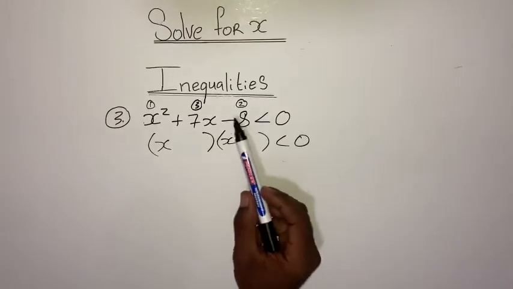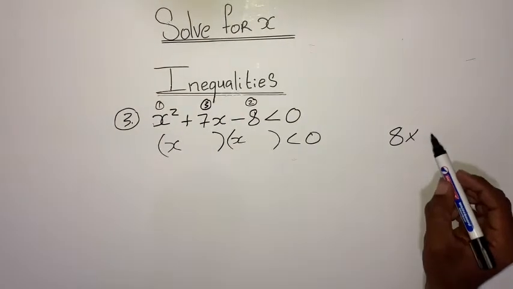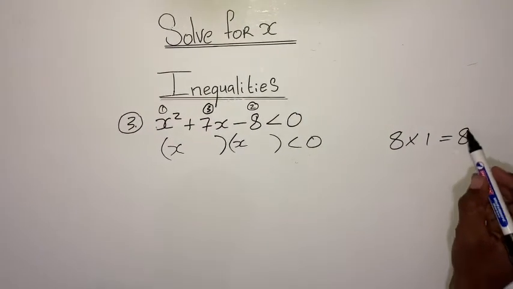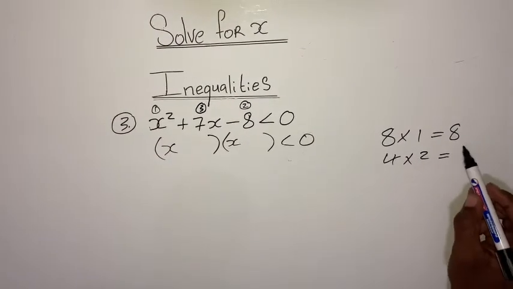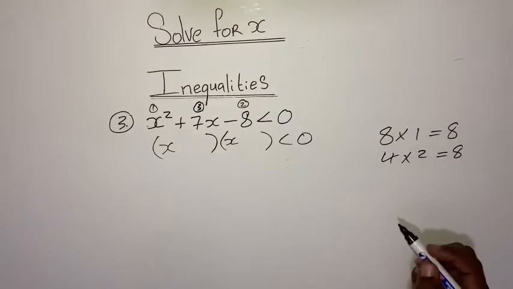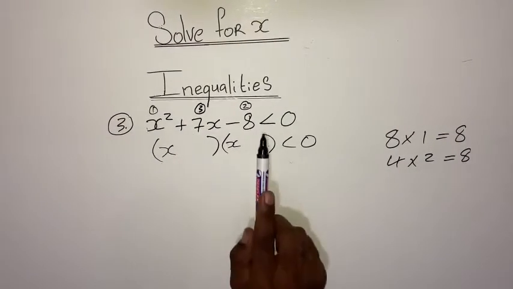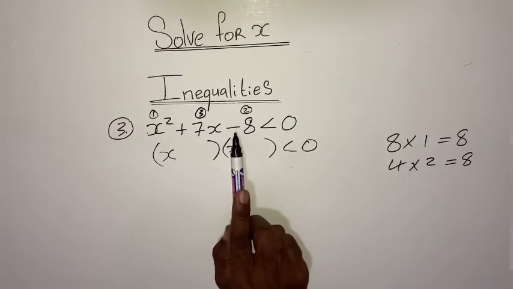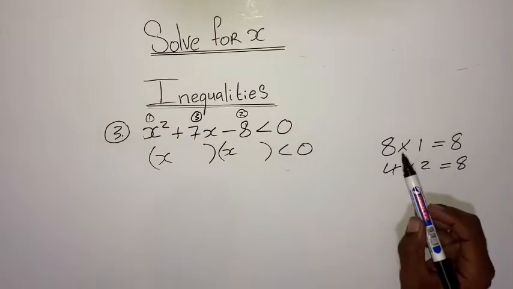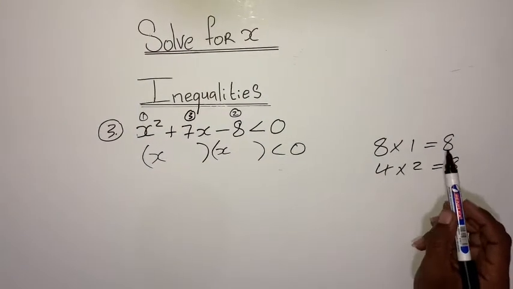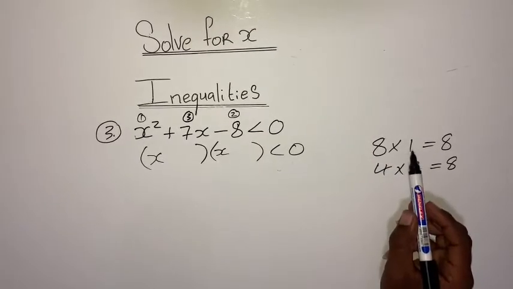So we'll have to look into the factors of 8, which is 8 times 1. It's an 8. Then it's 4 times 2, giving us an 8. So these are the factors we have for 8. Then we go back to our sum. We need two numbers that when we multiply, they must give us an 8. When we subtract, they must give us a 7. So the first factors, 8 times 1, it's indeed an 8. And 8 minus 1 will get a 7.